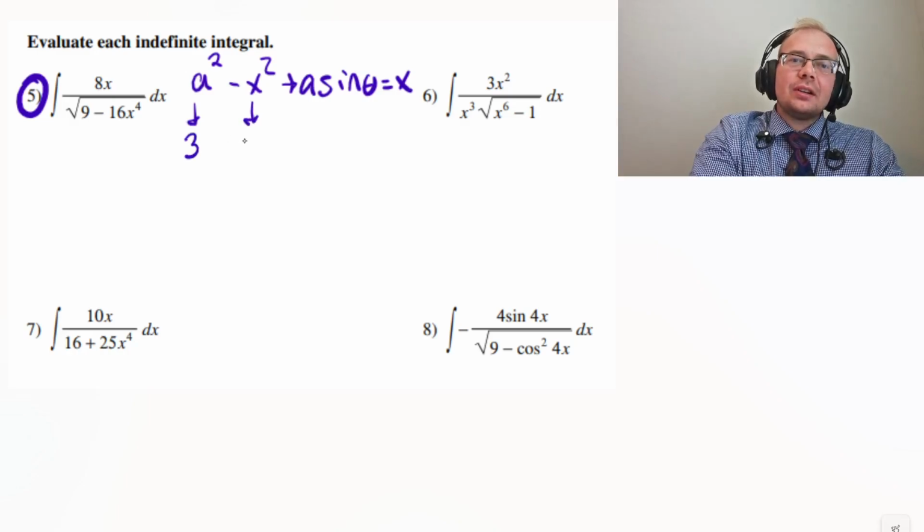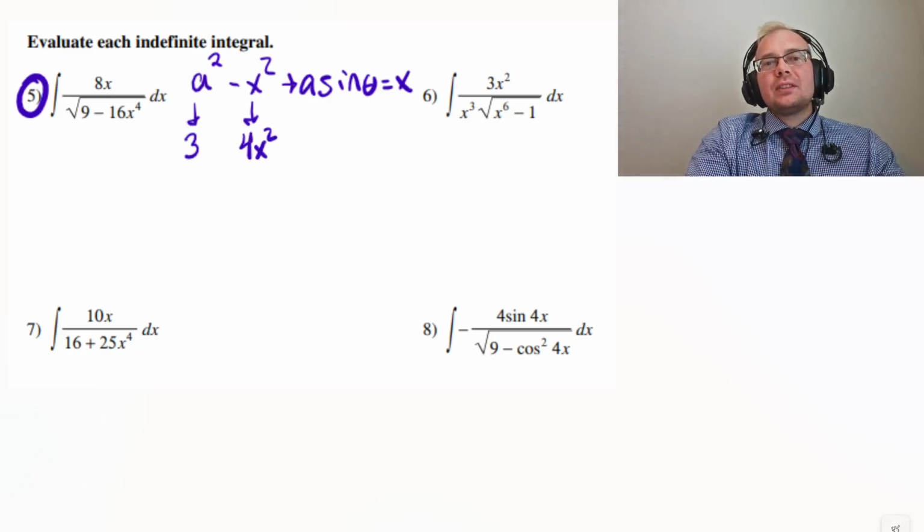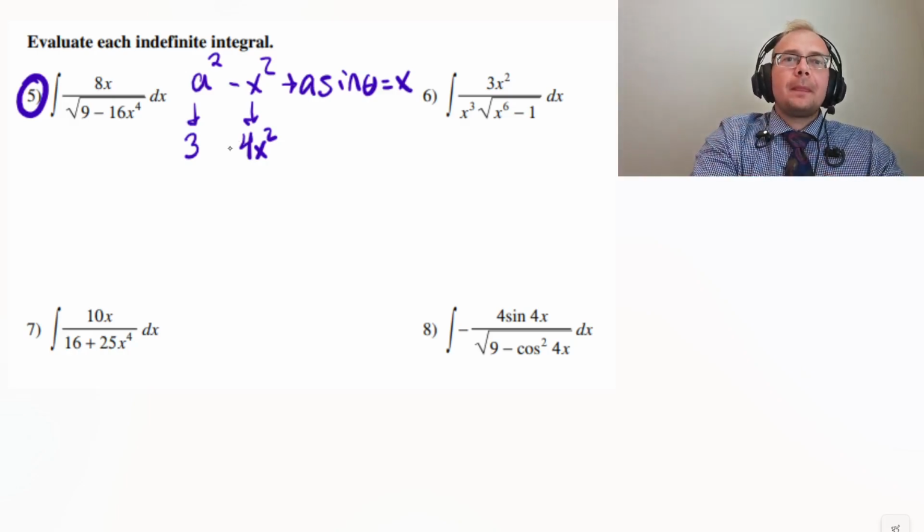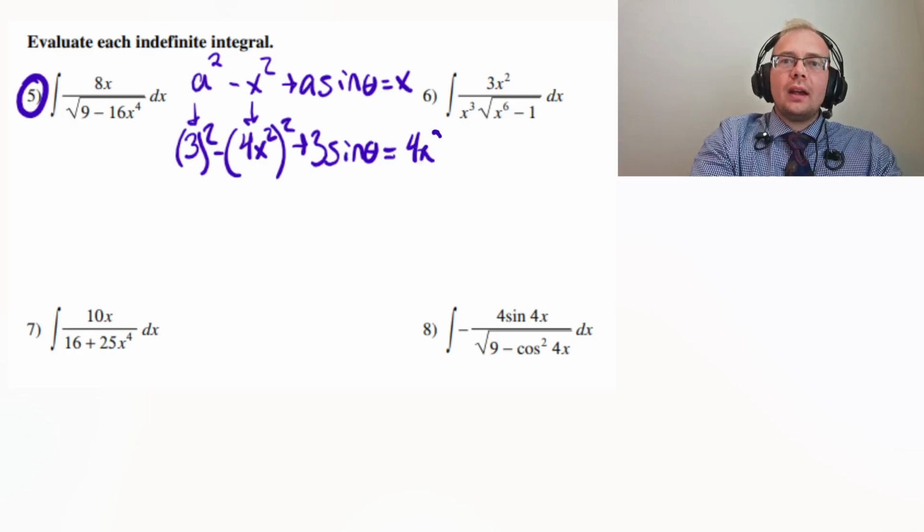Our x term is actually going to end up being 4x squared, because if I multiply 4x squared by itself, I would get 16x to the 4th. So that's actually going to be my a and my x. So it's going to be 3 sine theta is equal to 4x squared.